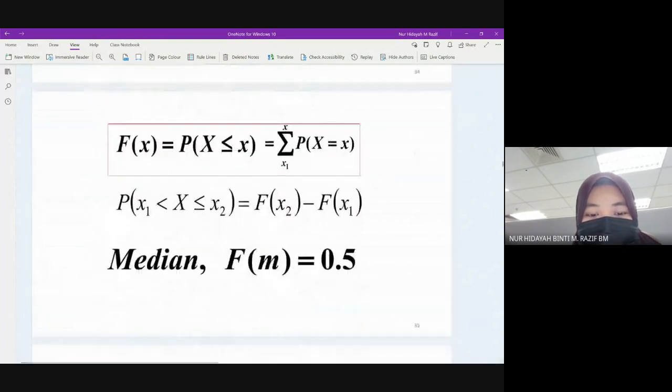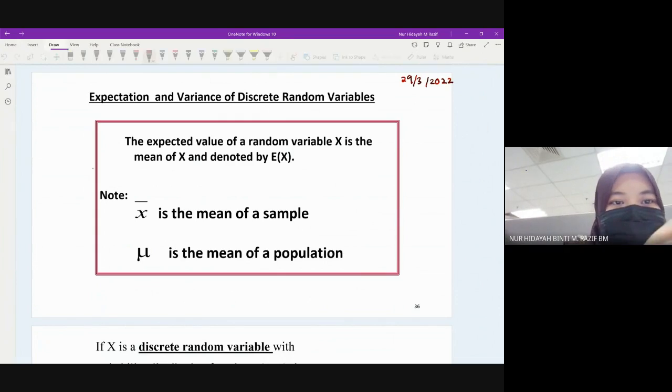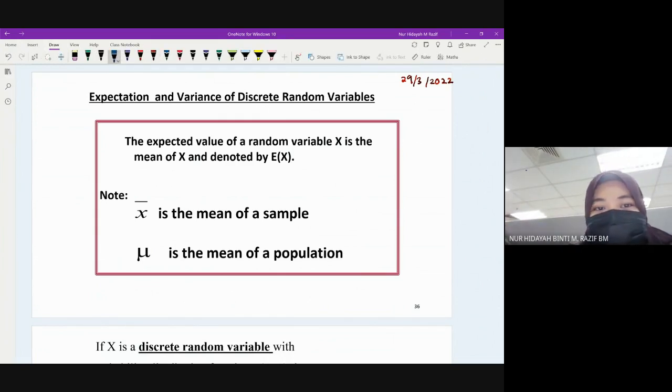Okay, so this was the conclusion for yesterday. And now untuk today will be 29 March 2022. So the expectation and the variance of discrete random variable. Expected value, okay, this is our expectation of a random variable x is the mean of x and it is denoted by E bracket x. Okay, so this is the expectation of our random variable x ataupun expected value of x.